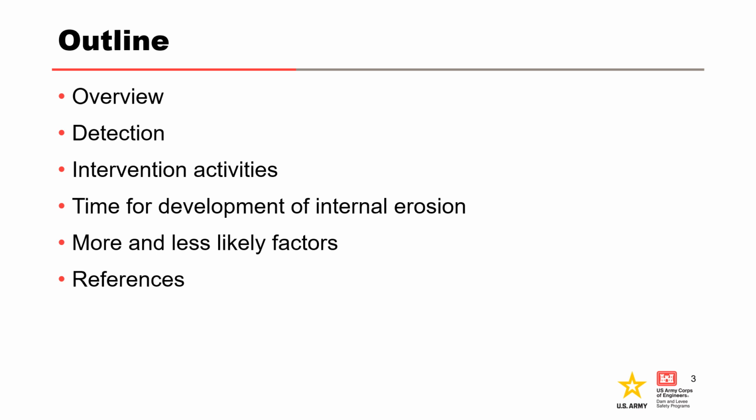event. For evaluation of this node of the event tree, unsuccessful detection or intervention leads to breach. A qualitative method of assessing the time for development of internal erosion will also be discussed, which influences the likelihood of successful detection, intervention, or repair.